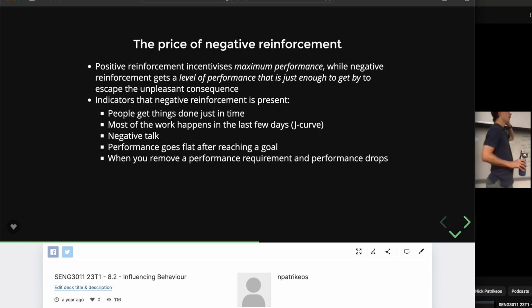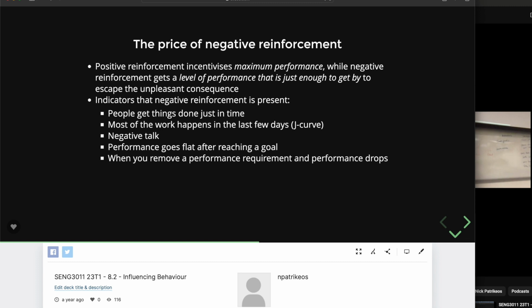So there are some indicators that you can use to tell when negative reinforcement is present. Things like people get things done just in time, right before the deadline, or most of the work happens in the last few days. It's what's called a J curve, where you can think of it like a burn up chart: here's the amount of work, and here's time, and here's the deadline, and the work goes like this: nothing, nothing, nothing. Looks like your projects, right? All these posts on the forum in the last days and hours leading up to the deadline.